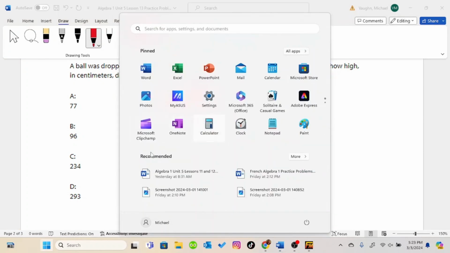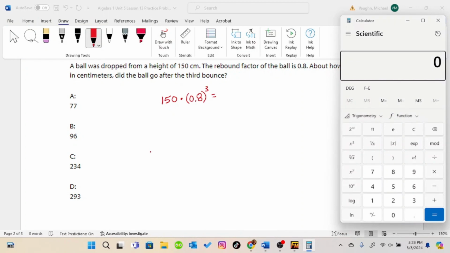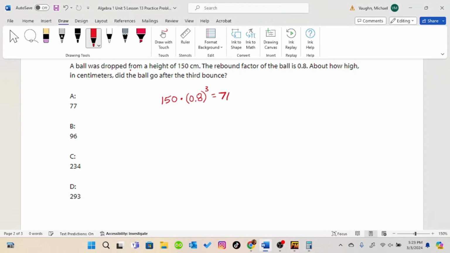So now we can use a calculator, and we have 150 times, in parentheses, 0.8 to the power of 3, and close our parentheses. Then we hit equal, and that's 76.8, which means A is our correct choice.